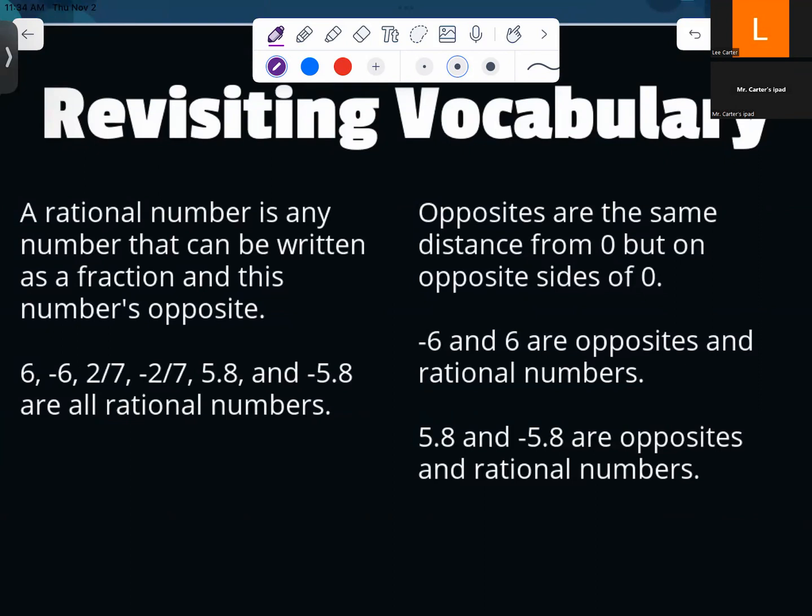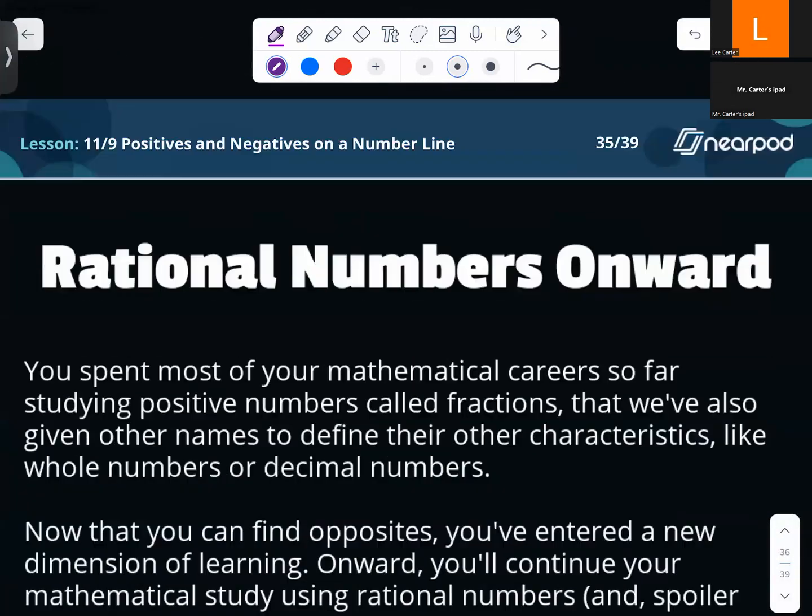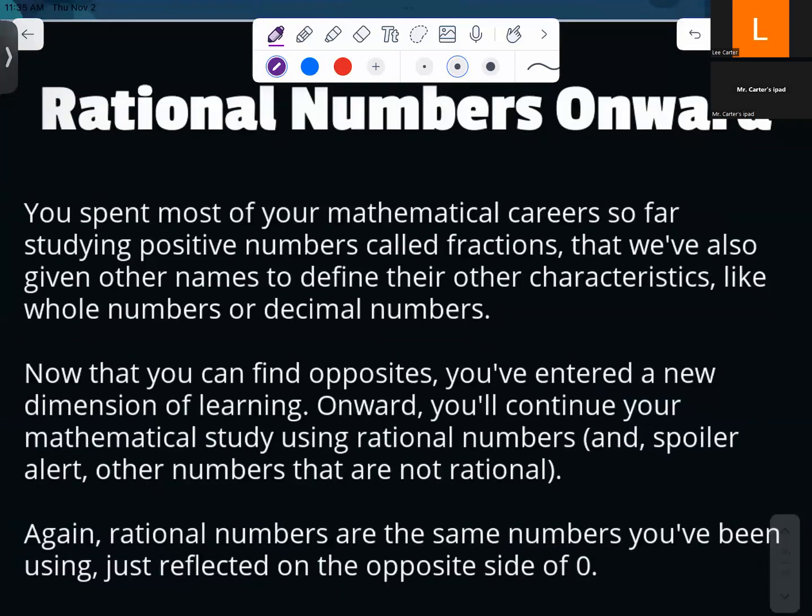All right. So going back over the vocabulary here, a rational number is any number that can be written as a fraction, and then that number is opposite. So 6 and -6 are opposites, right? And then you got 2/7 and -2/7, 5.8, -5.8. All right, opposites are the same distance from 0, but on the other side. So -6 and +6 are opposites and they're rational numbers. 5.8 and -5.8 are opposites and rational numbers. Okay. So now we're just having different numbers for things.